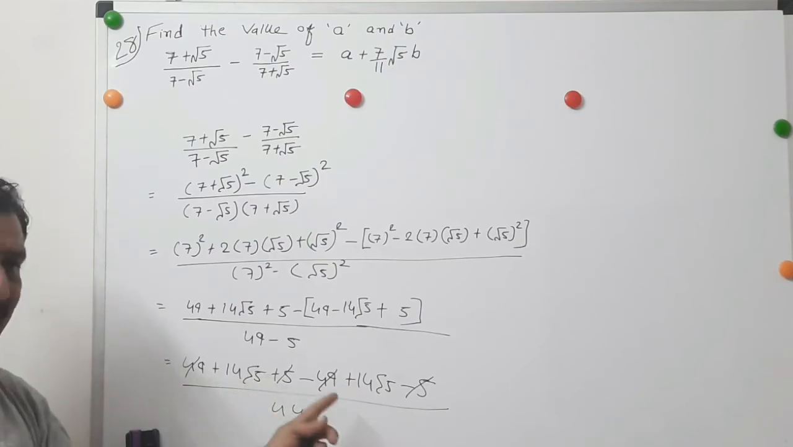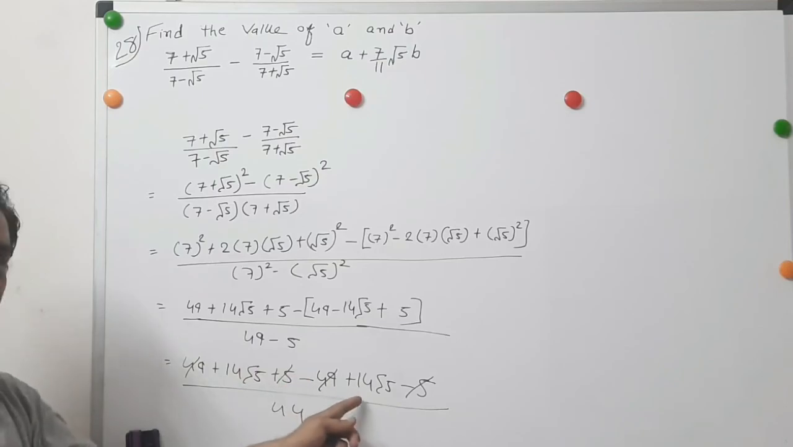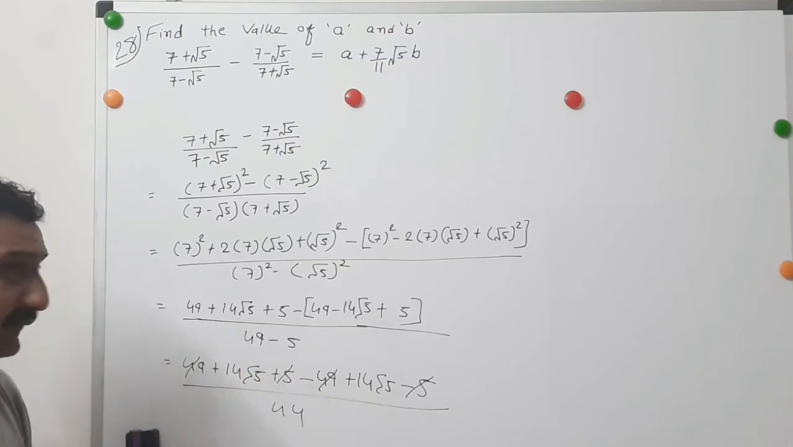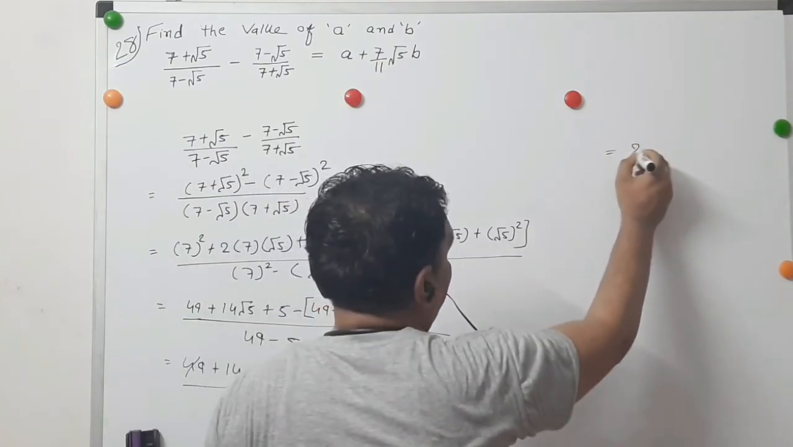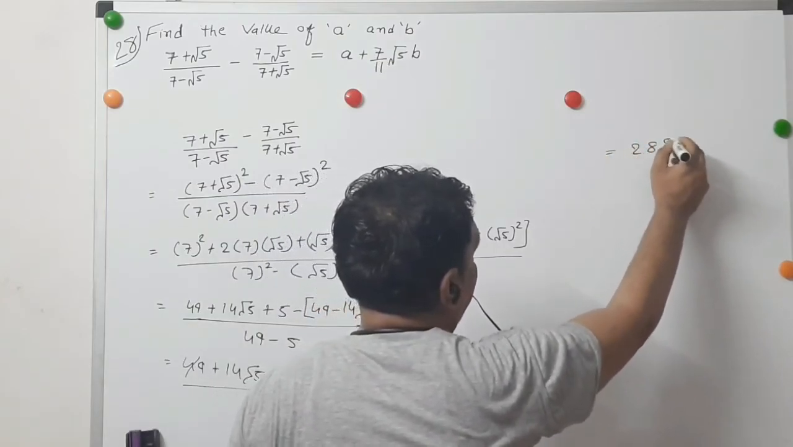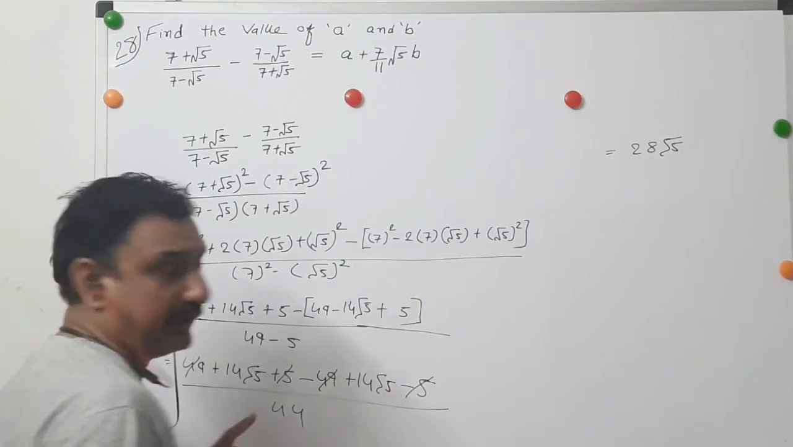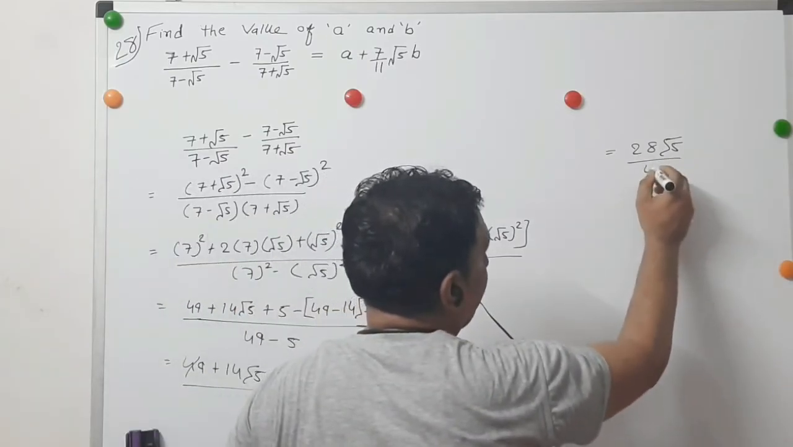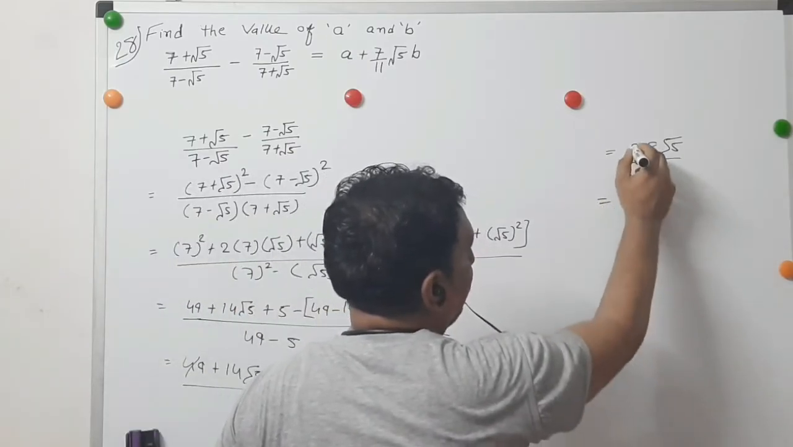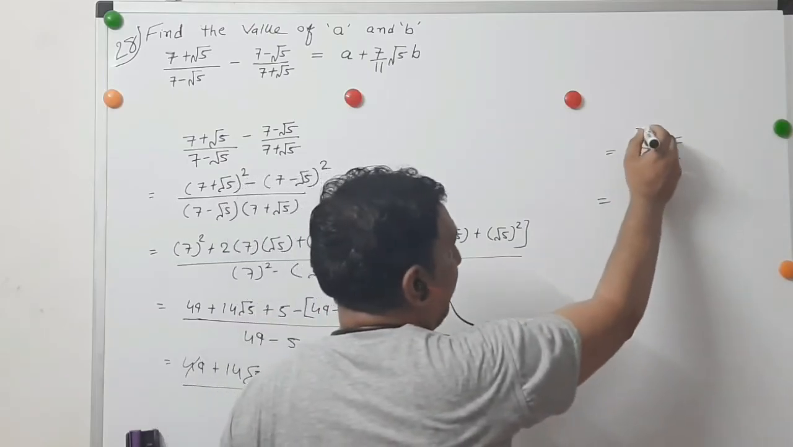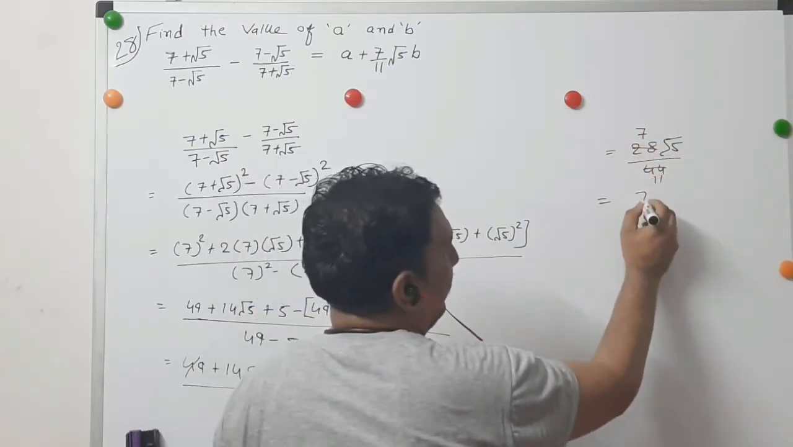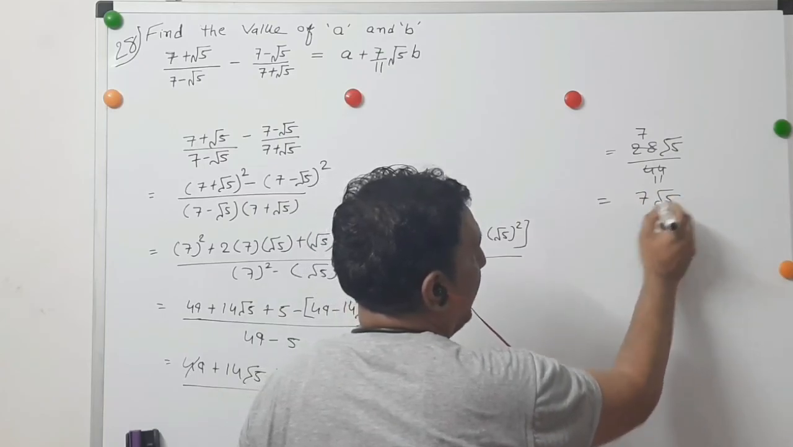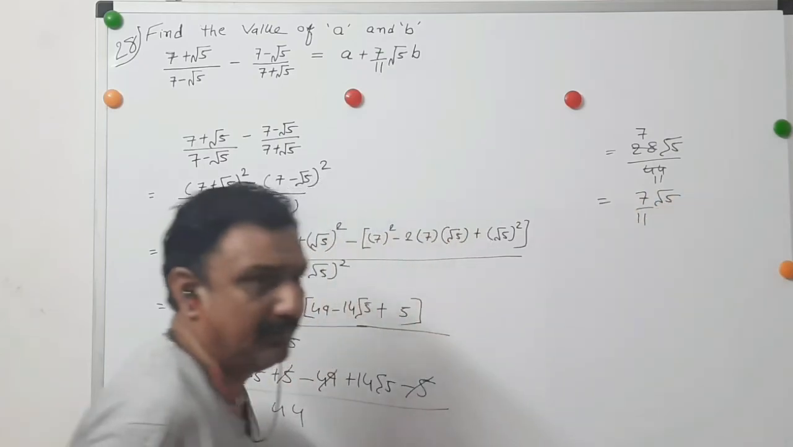Both are like surds, like values. So 14 plus 14 is 28 root 5, as we studied before. So that is 28 root 5 divided by 44. Reduce it: 4 sevens are 28, 4 elevens are 44. So what do you get? 7 root 5 upon 11.